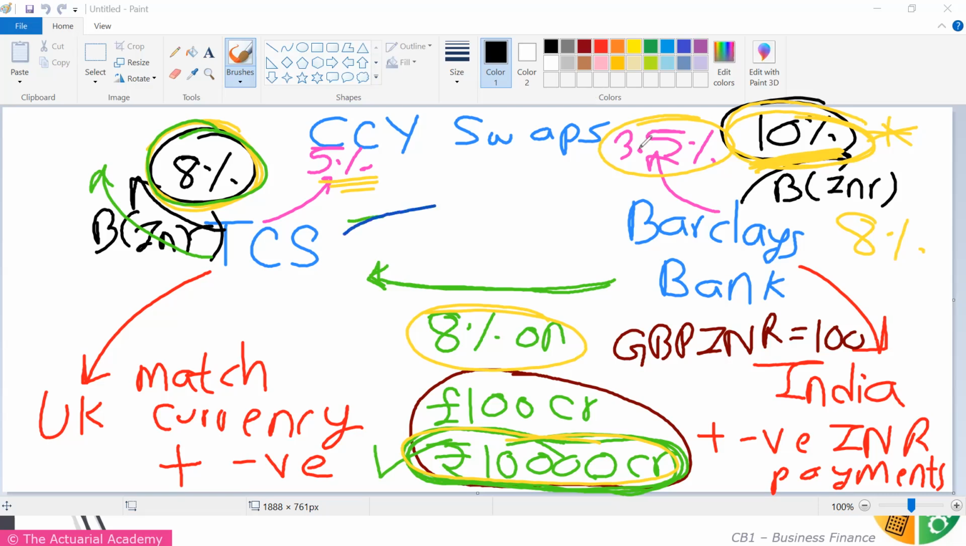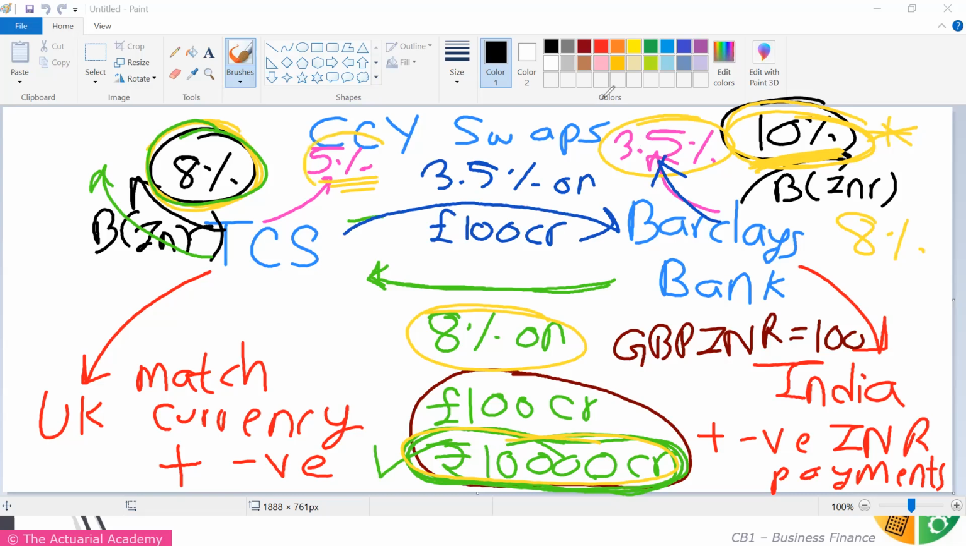So what TCS will do is pay off the loan which Barclays has taken. Barclays has taken a loan at 3.5%. So 3.5% is what TCS will pay on how much? 100 crore pounds. So now TCS is also at benefit. If TCS would have directly taken a loan at 5%, that would have been expensive. You don't want 5%. So it now got 3.5% on 100 crore.